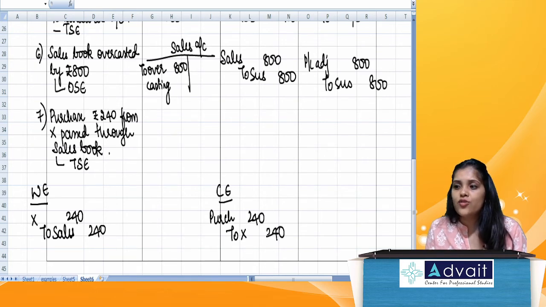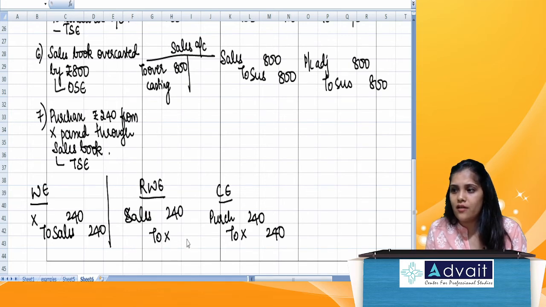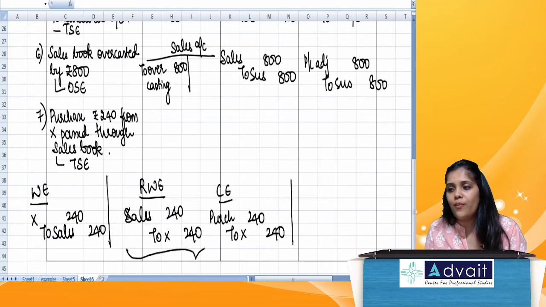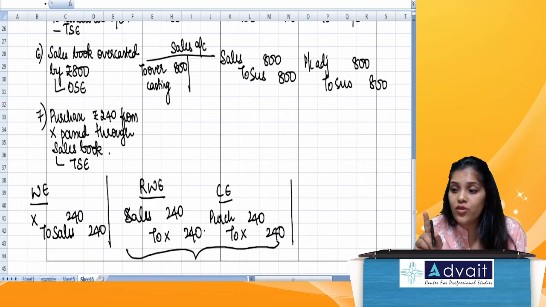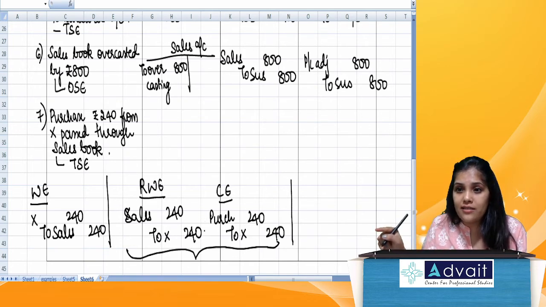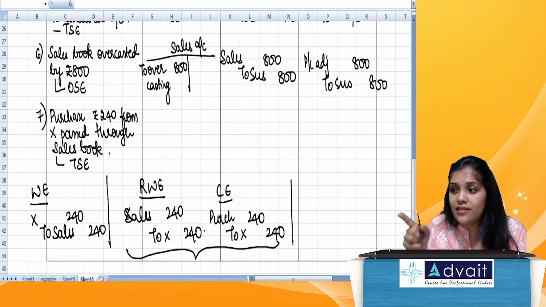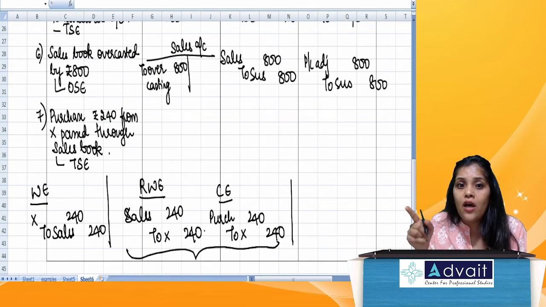Very good. So, what do we do? Reverse the wrong entry. So, my reversal will be sales to X, 240. Then what did we tell? We pass the net effect of one entry. Now think. There is a reason I wrote it like this, okay? It won't be purchase to sale. See properly everybody. Sale account getting debited. Purchase account getting debited. X account getting credited.